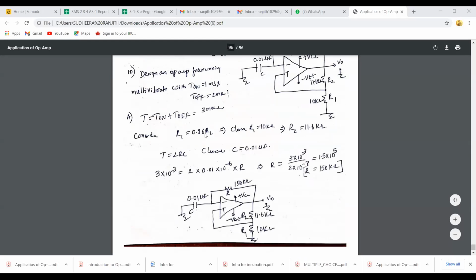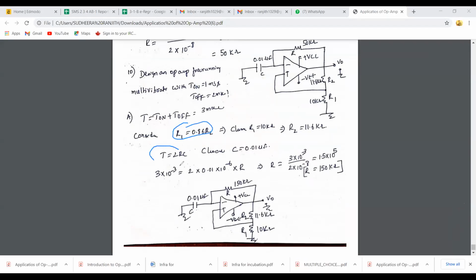Same relation. R1 equal to 0.86 R2. Take R1 equal to 10 kilo ohms, R2 equal to 11.6 kilo ohms. When you use this relation, what is T value? T equal to 2 RC. So what is T given? Indirectly 3 milliseconds. Indirect గా ఇచ్చాడు మీకు, T on T off ఇచ్చాడు, మీరు దీన్ని T కనుక్కోండి, 3 milliseconds. So we are choosing C. We calculate R. How much it is? 150 kilo ohms. Then design the circuit, place the values, complete the design.